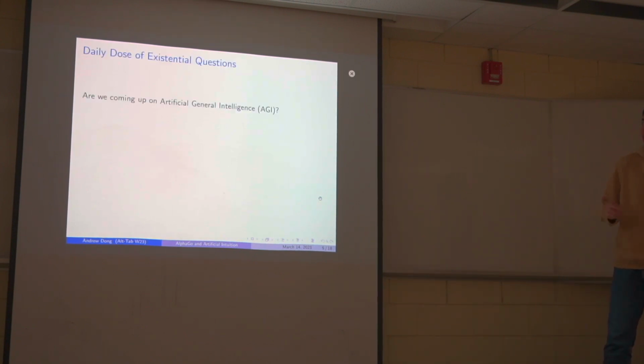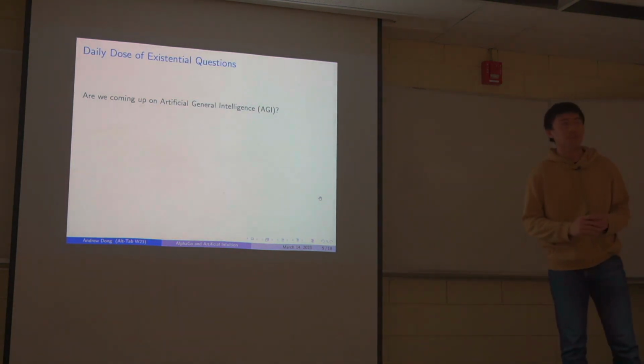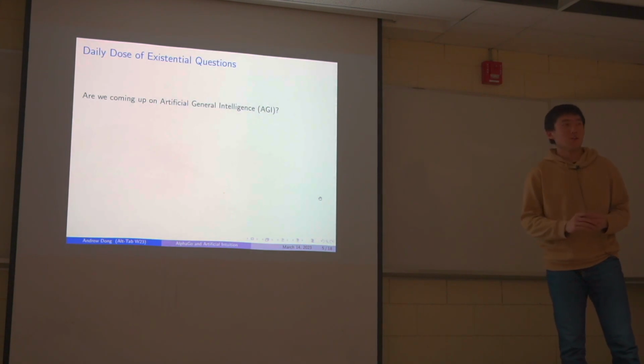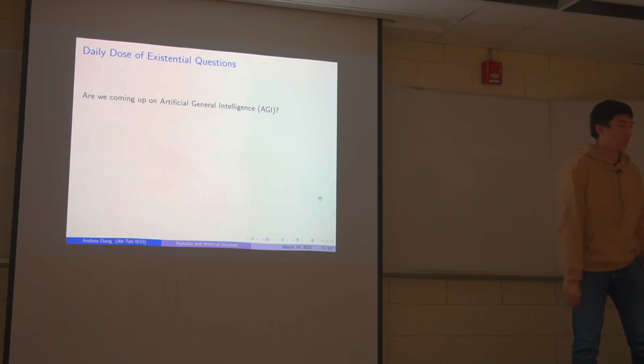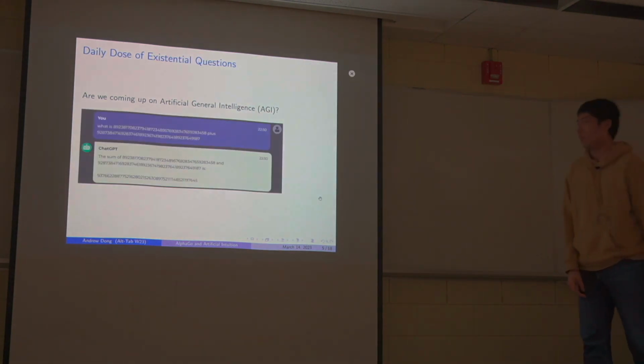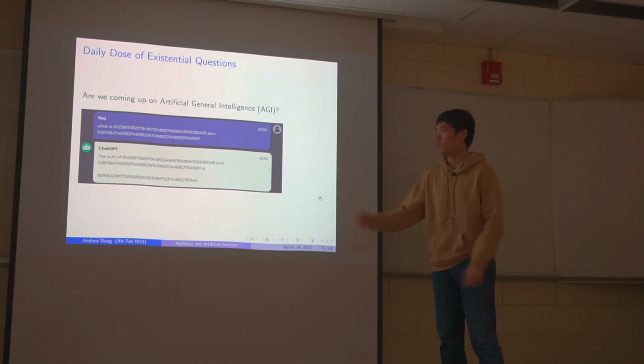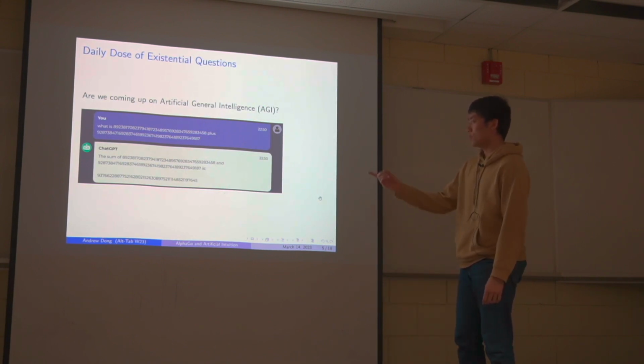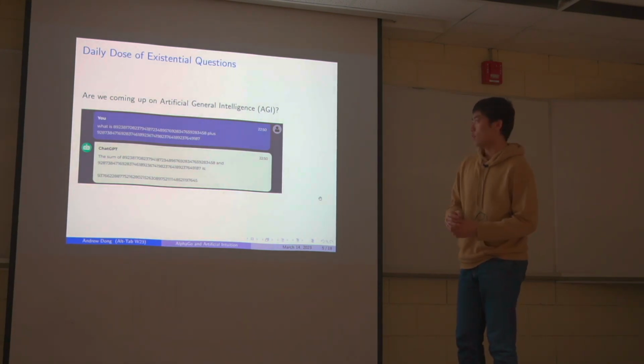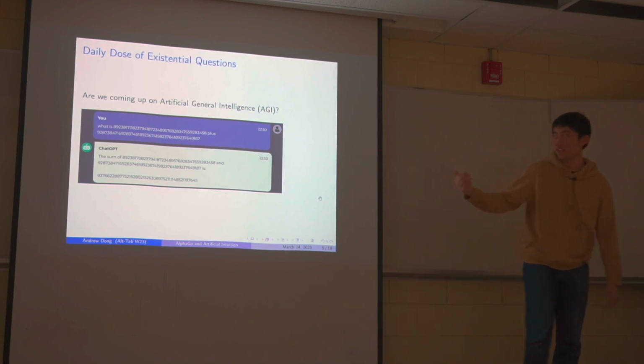And quick detour, daily dose of existential questions. Are we coming up on artificial general intelligence? Well, first of all, that's not a really well-defined question, because experts have varying opinions, but generally you need some sort of general reasoning. So what's the canonical example of general reasoning? ChatGPT, right? So I asked the classic example of math to ChatGPT, what is this addition problem? And it gives me this, which looks correct, but I used a Web 2.0 calculator and I did that plus that minus that and it was not 0. So this is not a correct answer.